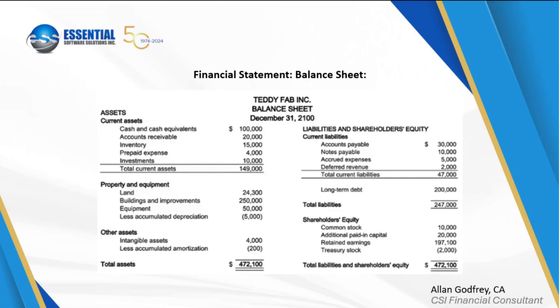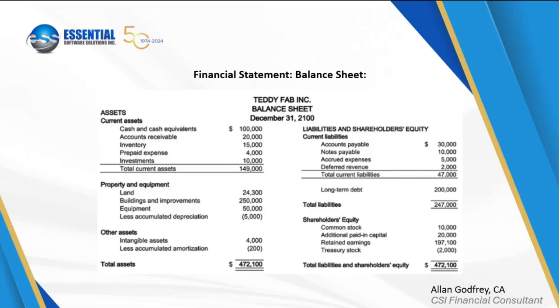So we've got the total of our assets on the bottom left, and then we've got our liabilities on the other side. Of course, our current ones are accounts payable, notes payable, accrued expenses, deferred revenue. Basically, that's revenue that you haven't taken yet. You've decided to take it at a later date. You've got your long-term debt. A lot of times you get mortgages in there, as other examples. So we've got our total liabilities of 247,000.